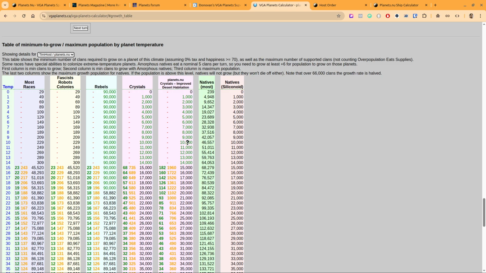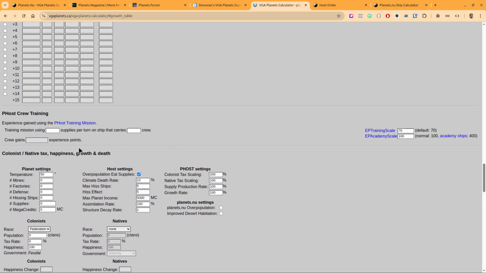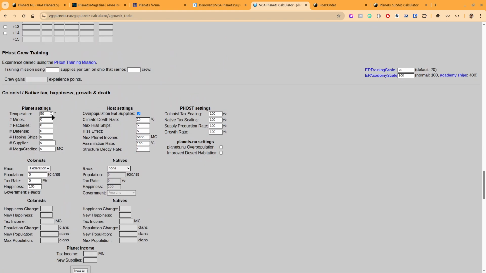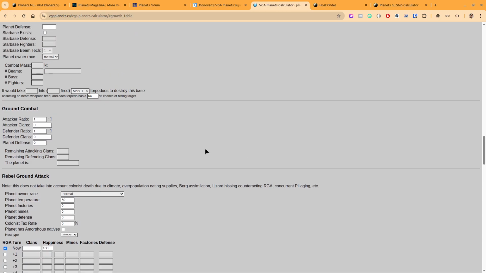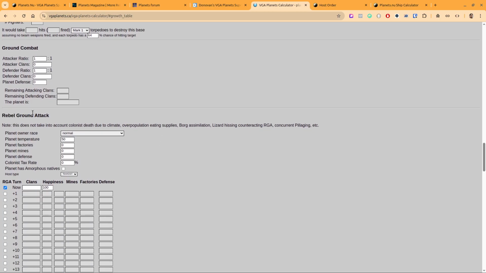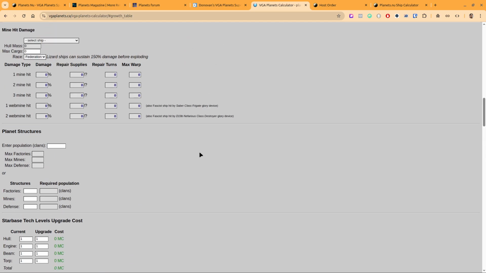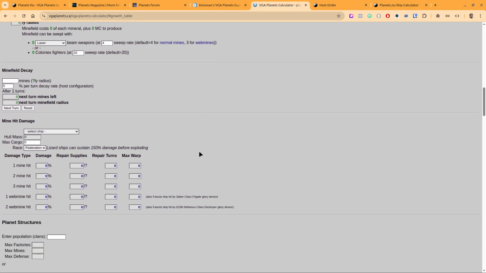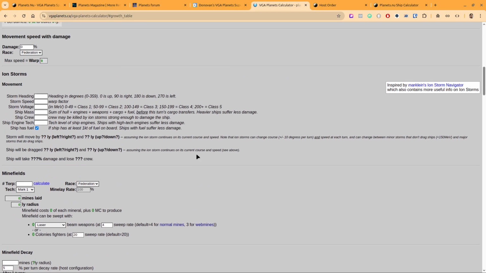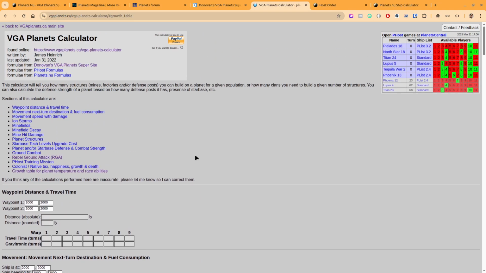Okay? So I'm using this mainly to calculate stuff, but there's more. You can calculate native happiness, growth, whatever. I'm not using that. And also you could calculate how much a rebel ground attack will do to the planet, but you have to fill out so much stuff. It's a bit too much, so I don't use these. And yeah, it's up to you. You can use it or not. I don't think the other stuff is very reliable anymore. But yeah, another resource for you.